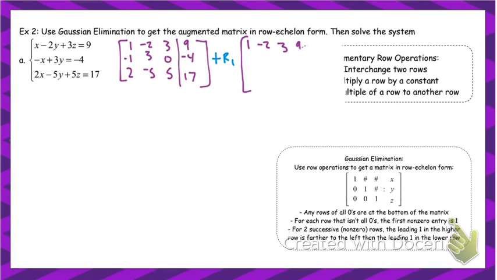So -1 plus 1 is now 0. 3 plus -2 is now 1. 0 plus 3 is 3. -4 plus 9 is 5. My bottom row also has not changed.